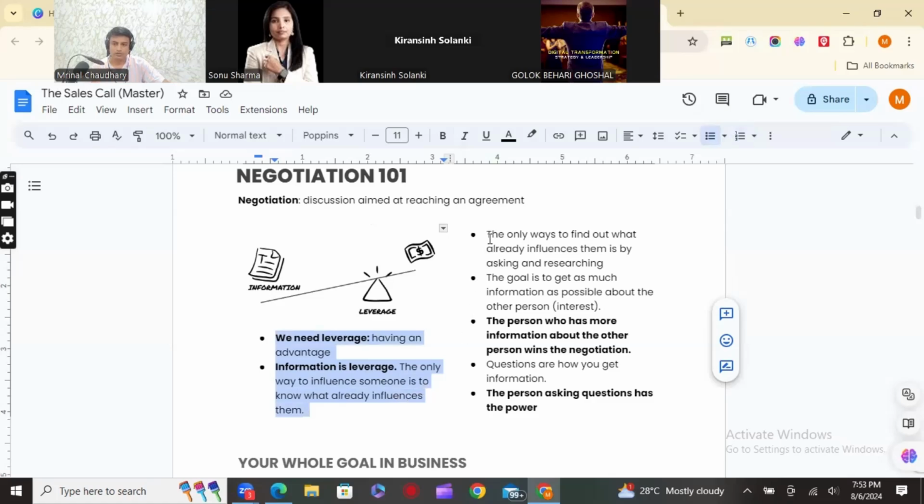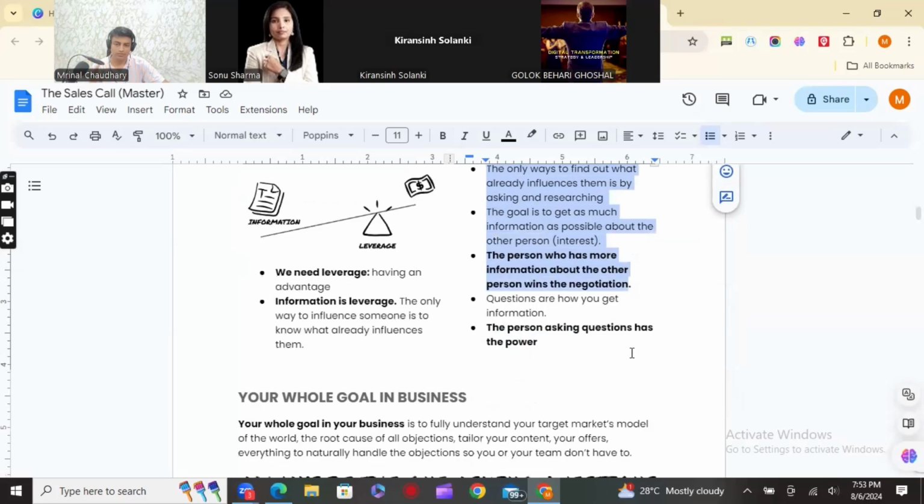We have seen all these pain points and desires of our target audience in the perfect pitch. That's why everything is interconnected here. The only way to find out what influences them is by asking them and researching them. The goal is to get as much information as possible about the other person. The person who has more information about the other person will win the negotiation.